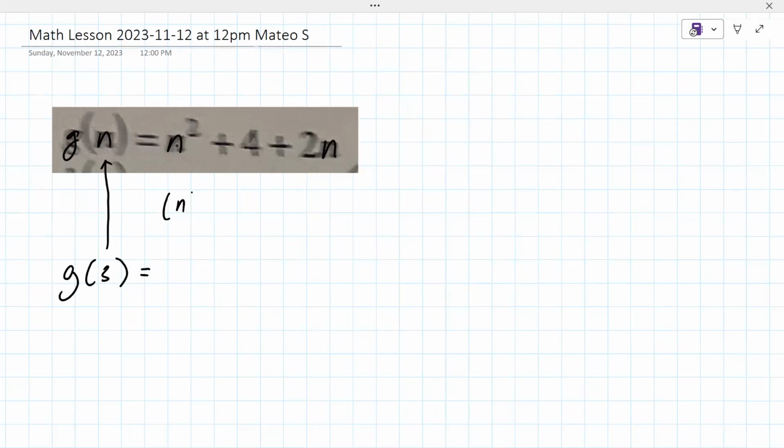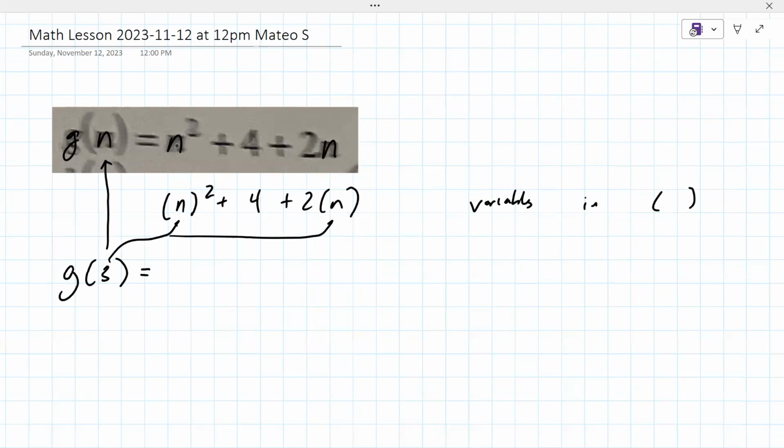And it's actually better to treat the variables as if they are in parentheses. That way, when you put the number in, you're putting it in the parentheses. All right. So could you simplify this for us, please? And you're welcome to use a calculator if you need to.